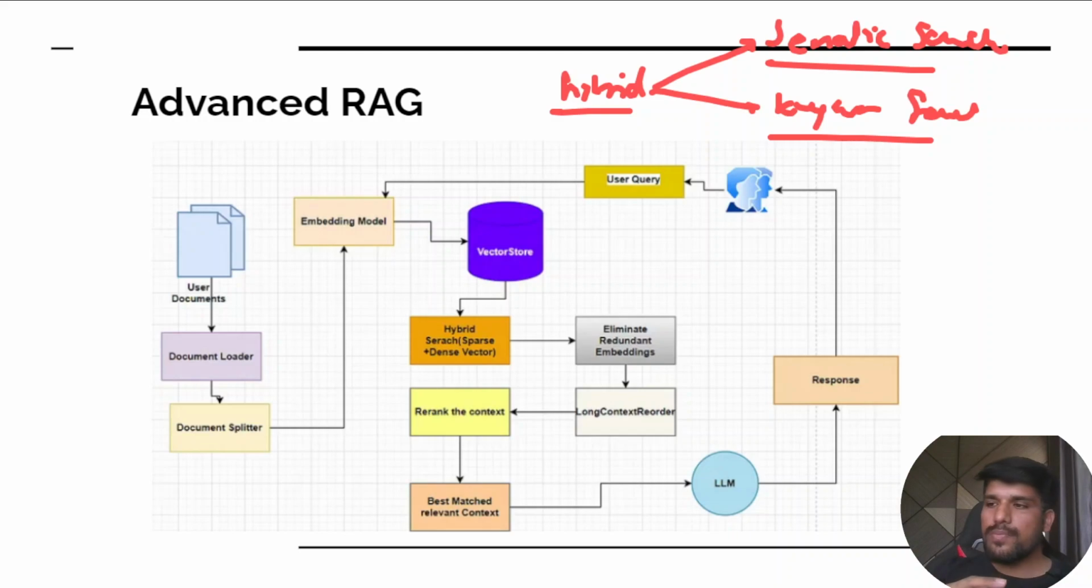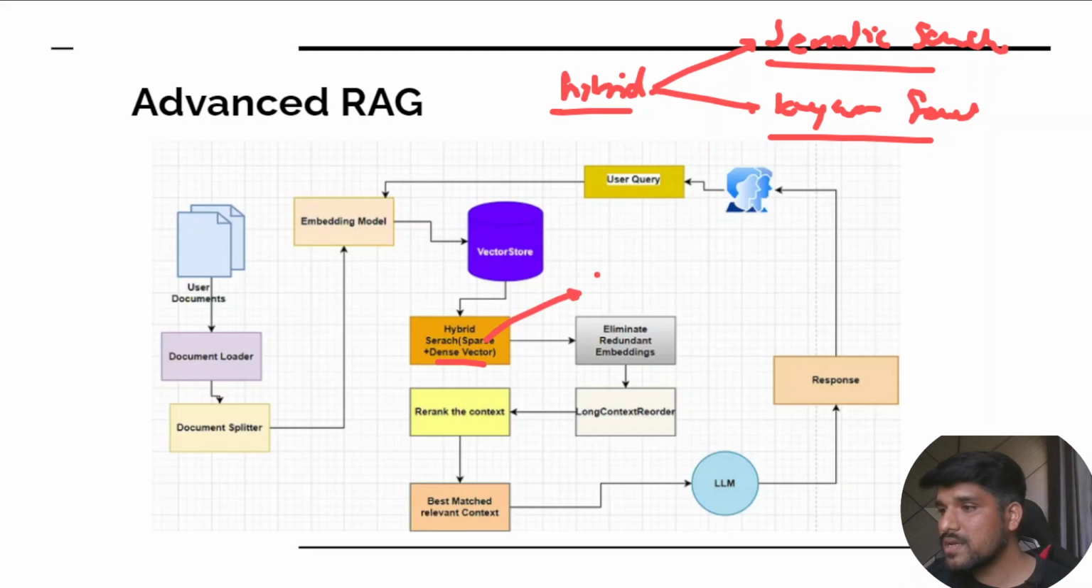Earlier it was a general search. Based on the keywords, it tries to identify the relevant chunks from the vector store. But sometimes the keyword is different while the meaning is the same. In that case, the relevant chunks might not get extracted. That's why we use hybrid search, called sparse plus dense vector.